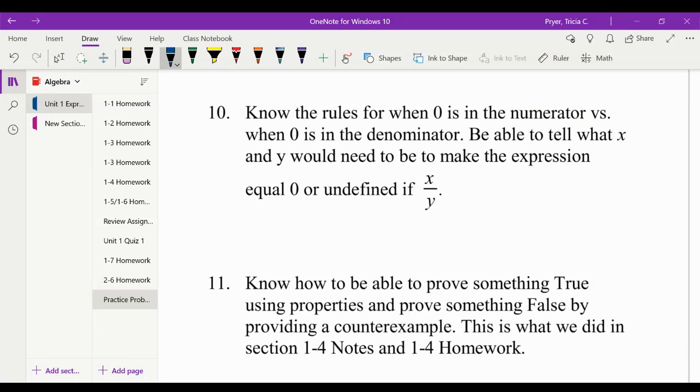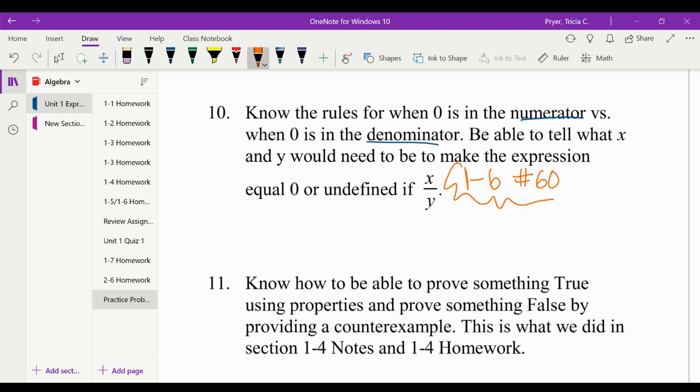Okay, on number 10, this is just what you need to know. Know the rules for when 0 is in the numerator versus when 0 is in the denominator, and what you need to do to make it equal to 0, undefined, etc. So a really good reference problem for this, I'm going to write it in a different color, how about orange, is in section 1-6, number 60.